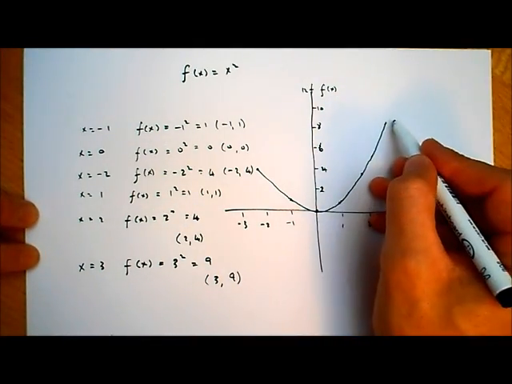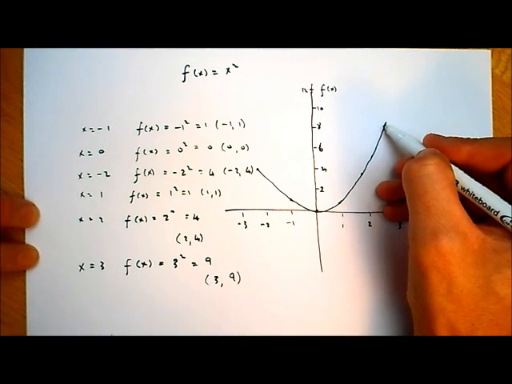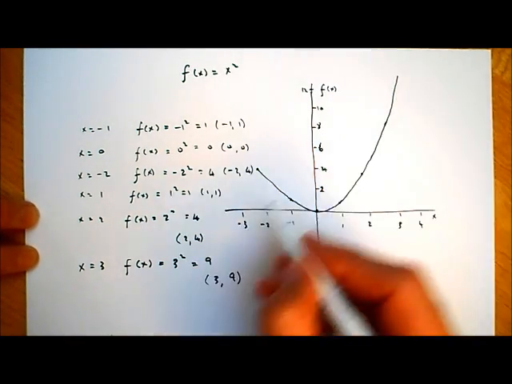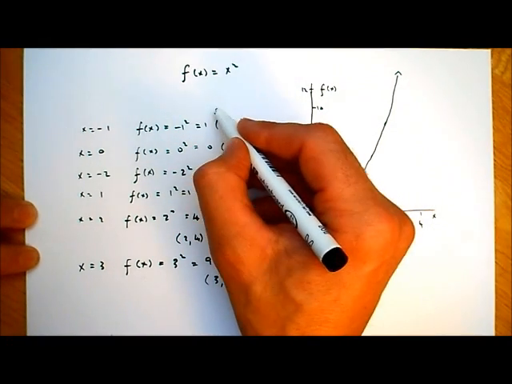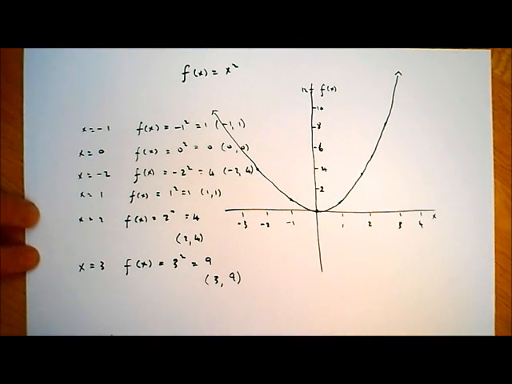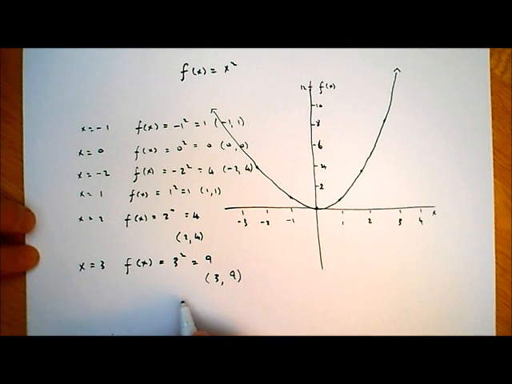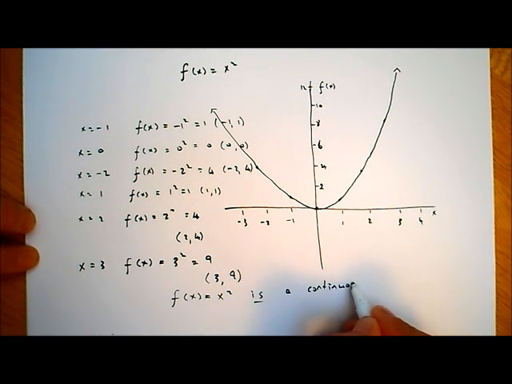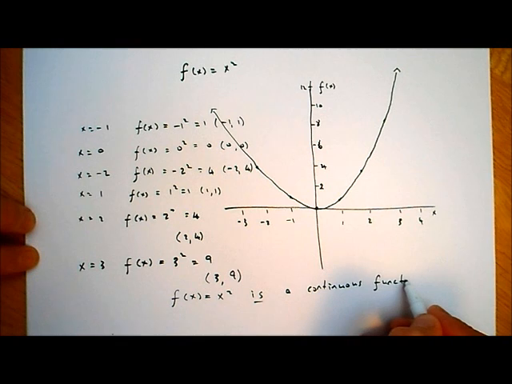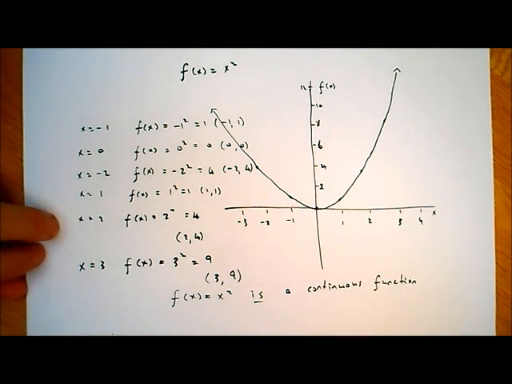When I fill in values of x, I will always get a corresponding value of y. And this function will continue. It'll continue up this way, and it'll continue up this way. There'll never be a break in the function. It'll always continue. So we say that the function f of x is equal to x squared is a continuous function.